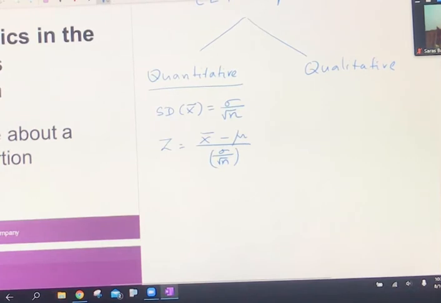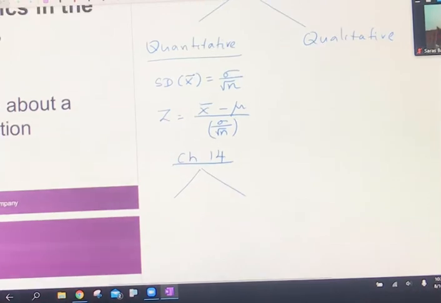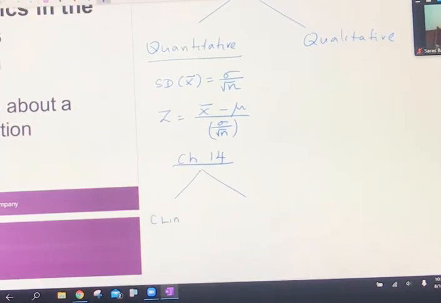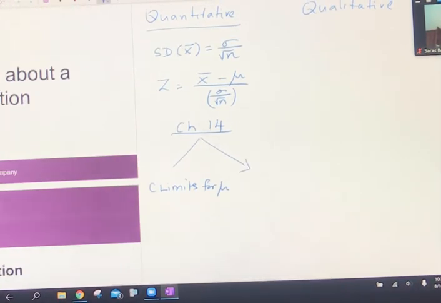That's right. And then we have used this concept in testing of hypothesis as well as the confidence limit. So in chapter 14, we have seen two components. One is the confidence limits for mu, with the formula x bar plus or minus the margin of error, which is x bar plus or minus z star times sigma over square root of n. And then the second component of chapter 14 is the testing of a hypothesis.